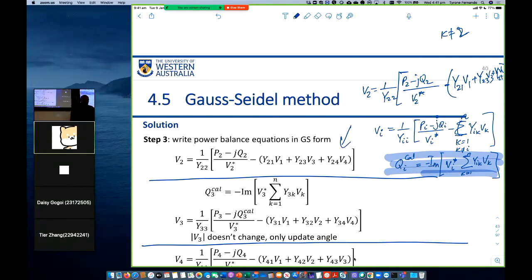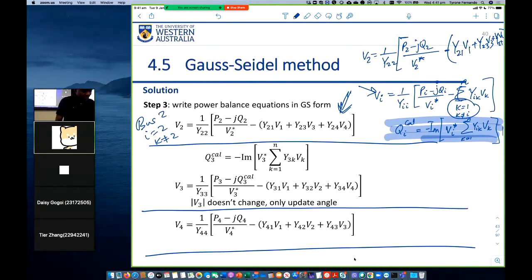So when I'm looking at bus 2, it means I equal to 2, and this formula says K cannot equal 2. Then we use this equation to write this equation. So when I write for bus 3, I must equal 3 and K cannot equal 3.